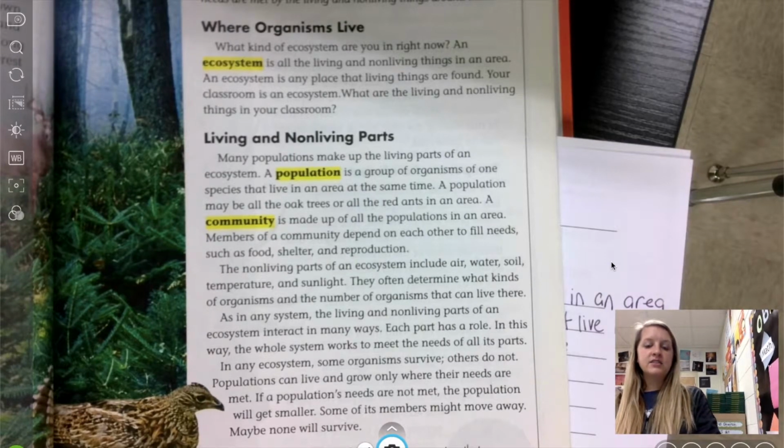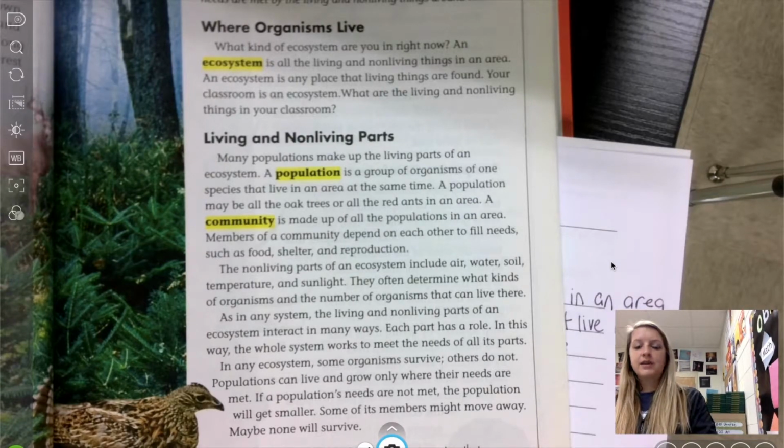As in any system, the living and non-living parts of an ecosystem interact in many ways. Each part has a role. In this way, the whole system works to meet the needs of all its parts. In any ecosystem, some organisms survive, others do not. Populations can live and grow only where their needs are met. If a population's needs are not met, the population will get smaller. Some of its members might move away, maybe none will survive.